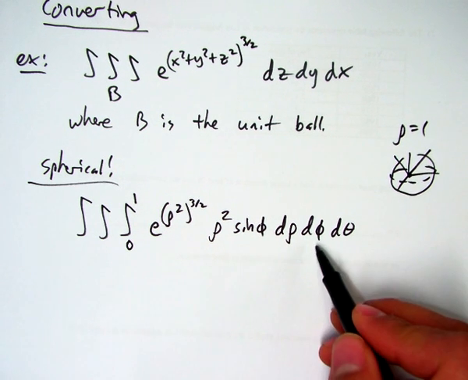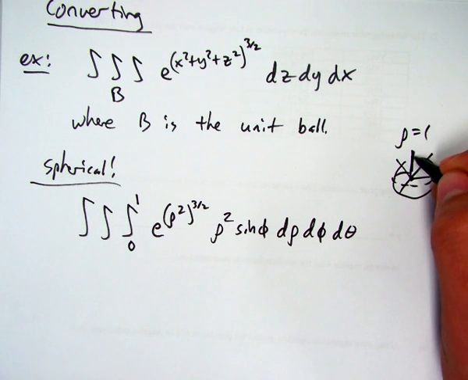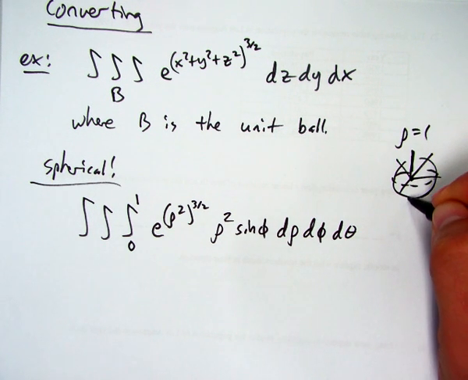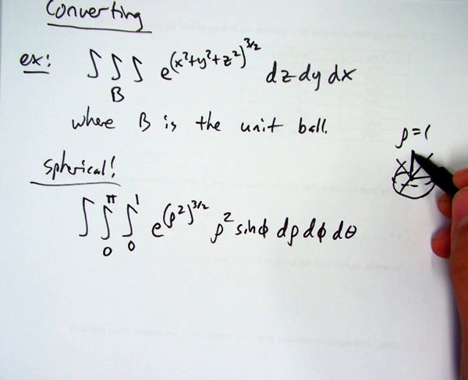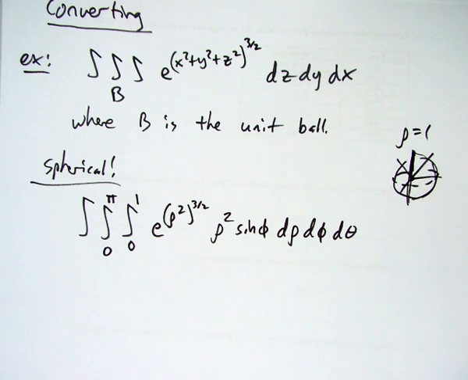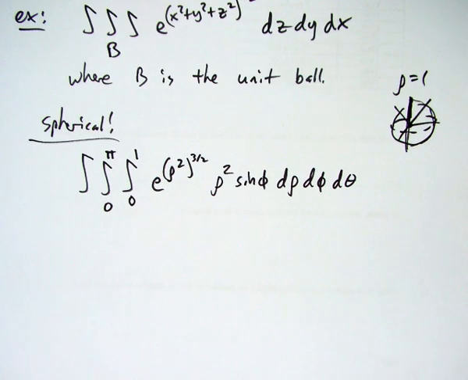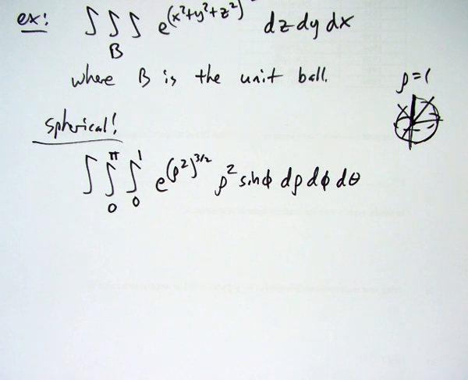Phi. Phi starts up here, so 0 to 2 pi. Careful, it's just pi. Why? Because from 0 to pi will cover the entire sphere. Theta is the one that wraps around, right? What if you do 0 to 2 pi for phi and then theta 0 to pi? By definition, phi cannot be any larger than pi.